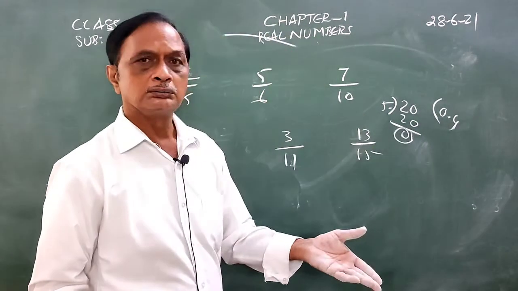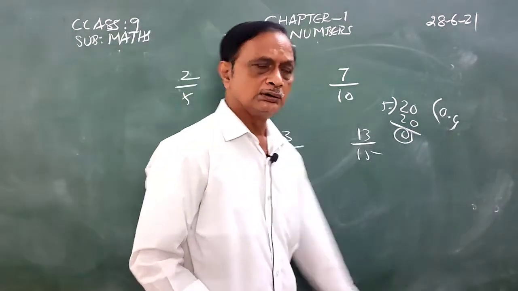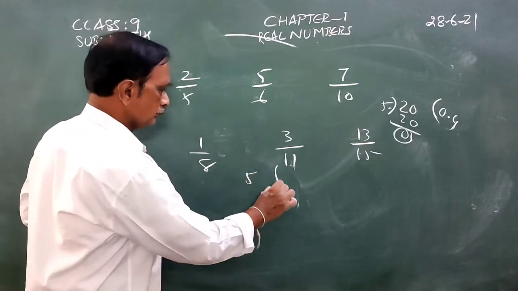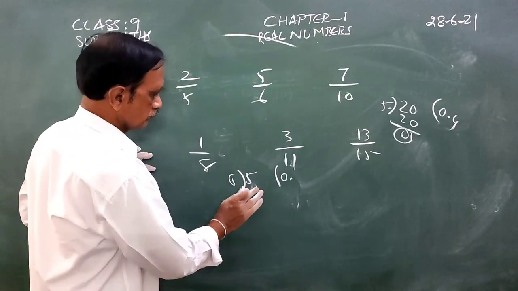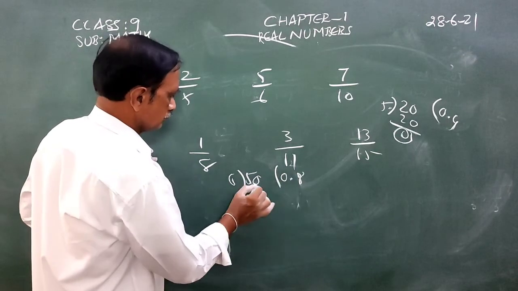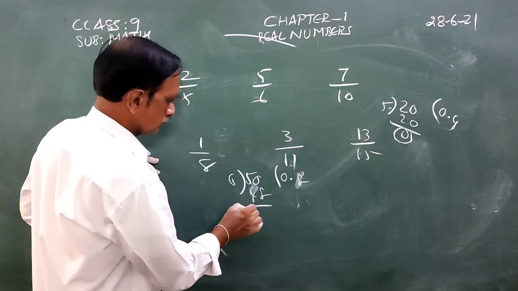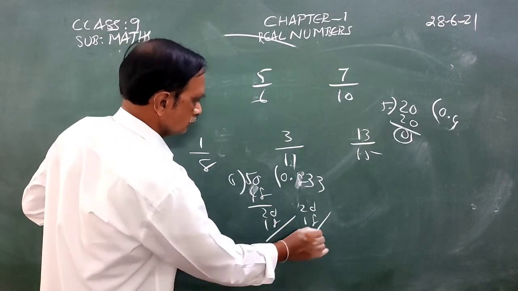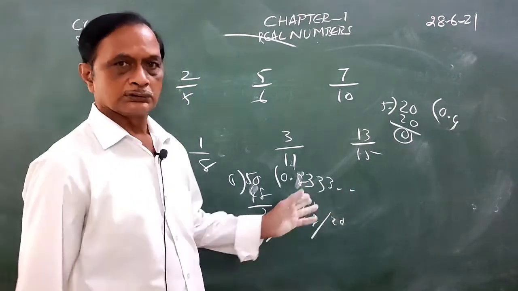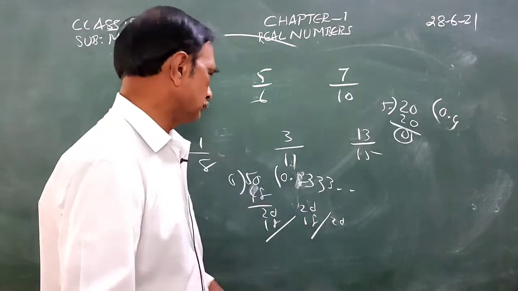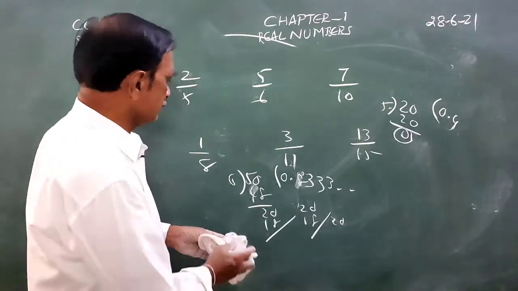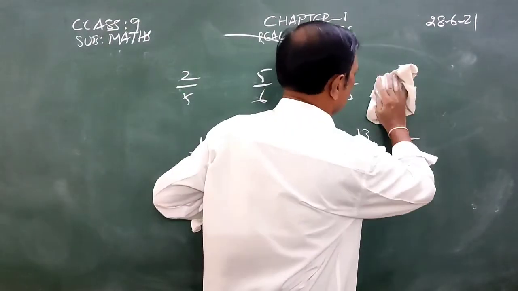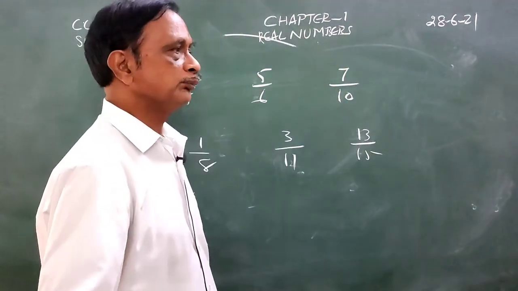What do you call the decimal? As I got here, this decimal is called a terminating decimal. Therefore, 2 by 5 represents a terminating decimal. Now 5 by 6. What do you call this one? Non-terminating repeating decimal. By dividing the numerator by the denominator, we can easily tell whether the given rational number represents a terminating decimal or non-terminating repeating decimal.